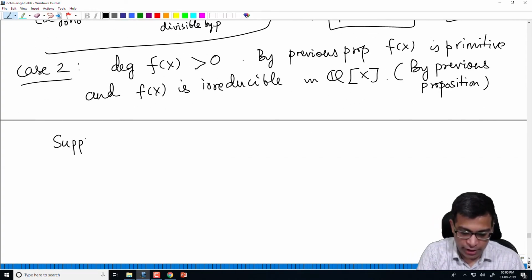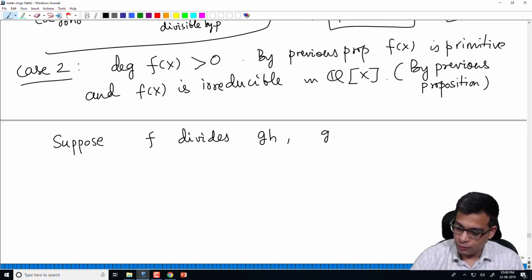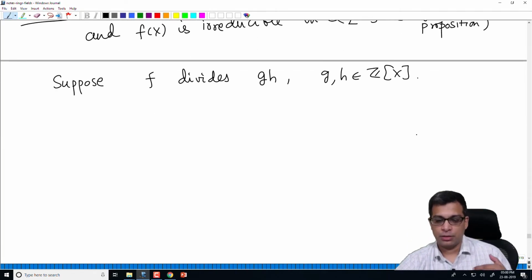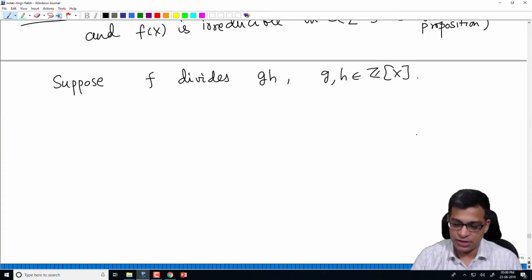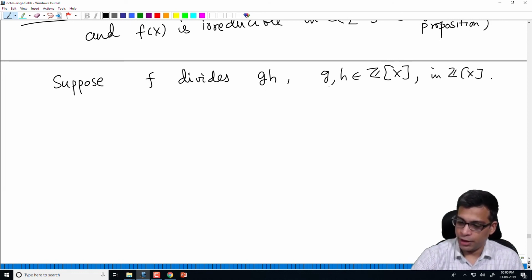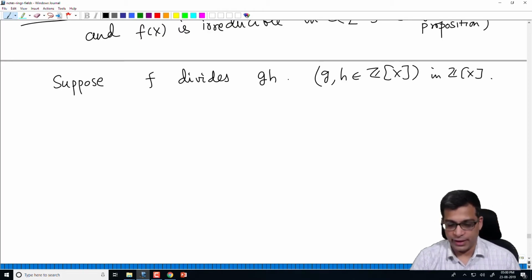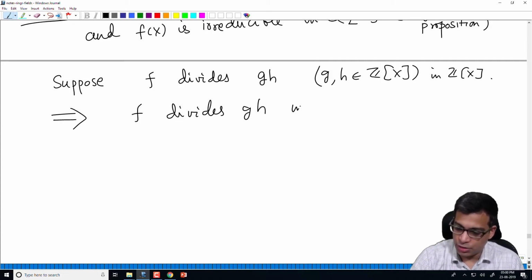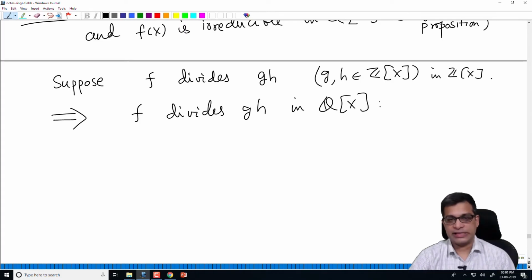Now suppose, as before in case 1, suppose f divides gh where g and h are in Zx. I am trying to prove f is prime. That means I am trying to prove that if f divides a product of two integer polynomials, it divides one of them. Suppose f divides gh in Zx, of course, by which I mean g and h are in Zx. But this implies that f divides gh in Qx. This is not mysterious, right?